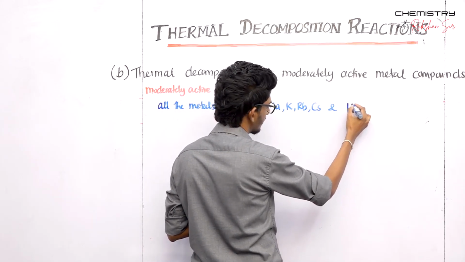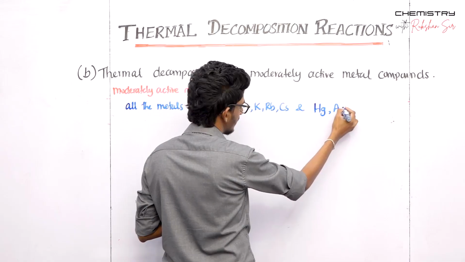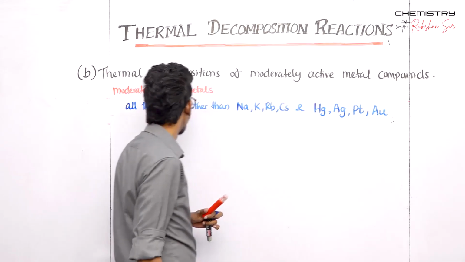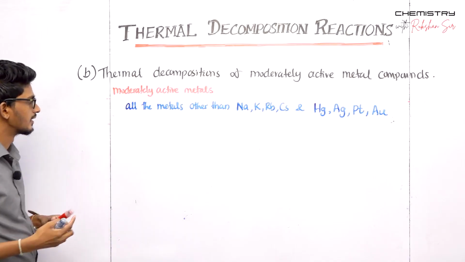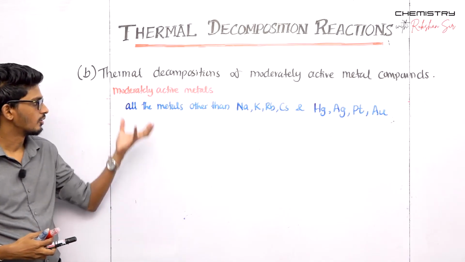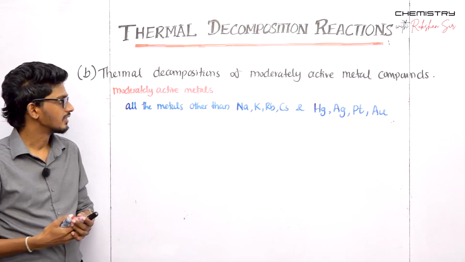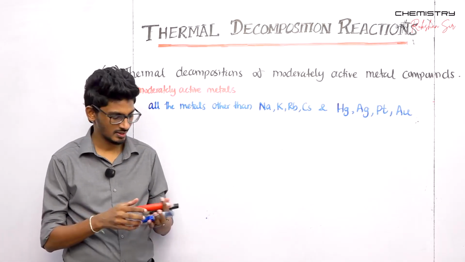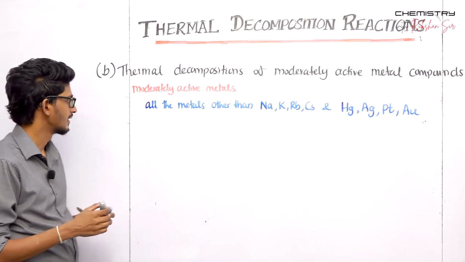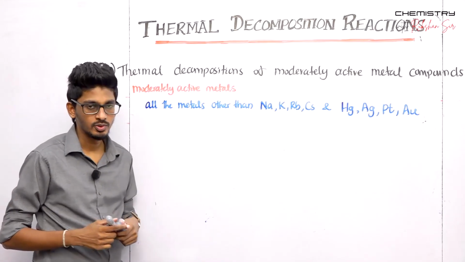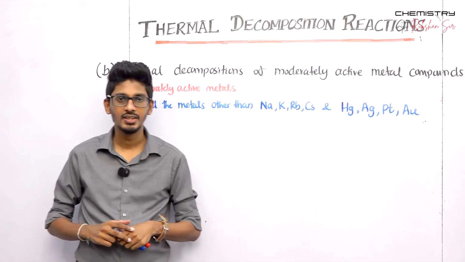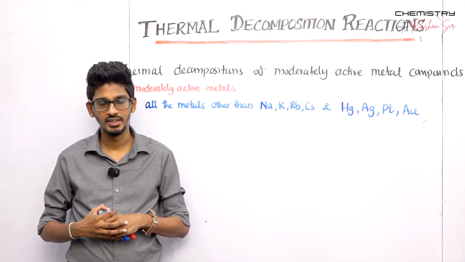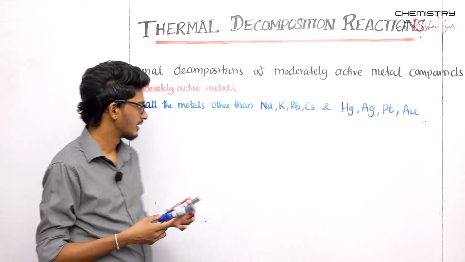The 4 inert guys are mercury, silver, platinum and gold, right? Right. Now we are going to discuss how the other metals than these guys will decompose, right? So let's discuss those, right? Basically, when it comes to moderately active metals, normally they tend to form their respective oxides, right? So let's discuss. It's like this.